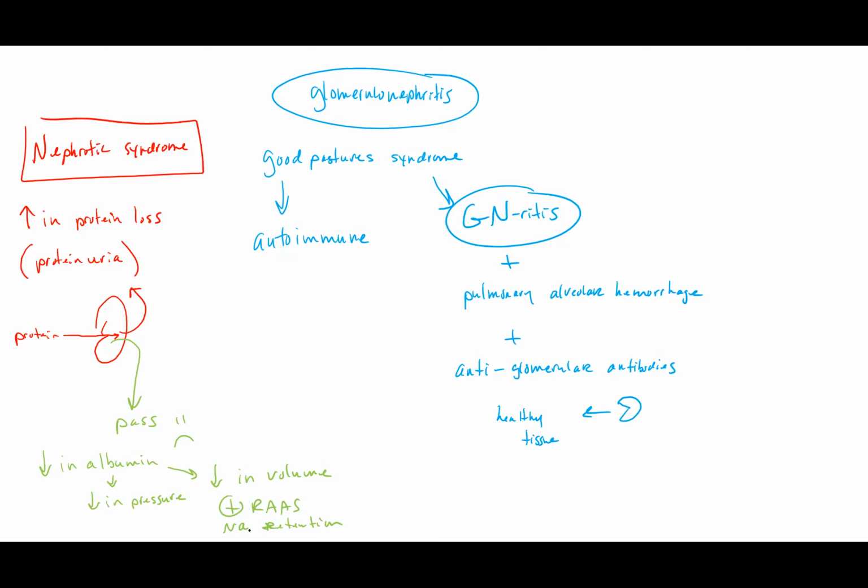So treatment would be corticosteroids. And you can also do your RAAS blockers for nephrotic syndrome. But you really don't want people losing a lot of protein through the urine. That's going to take a bad situation quick.